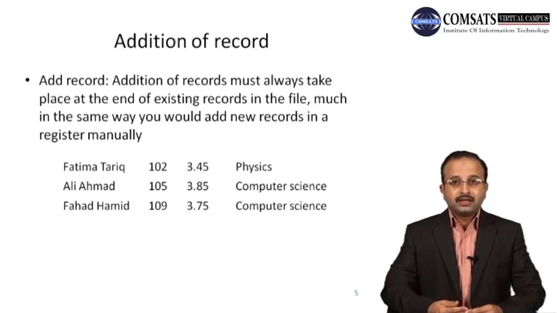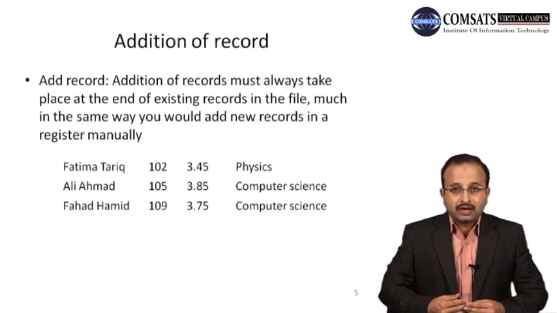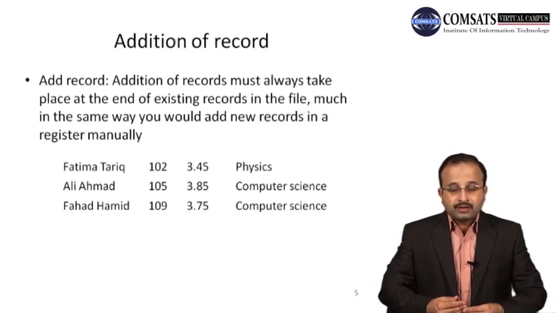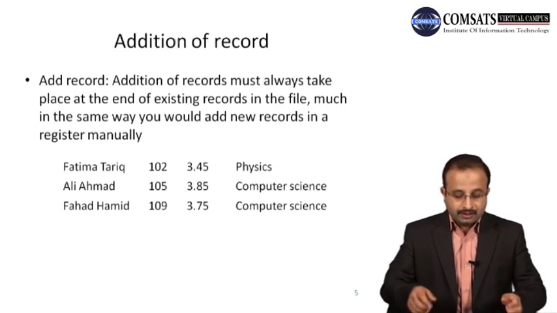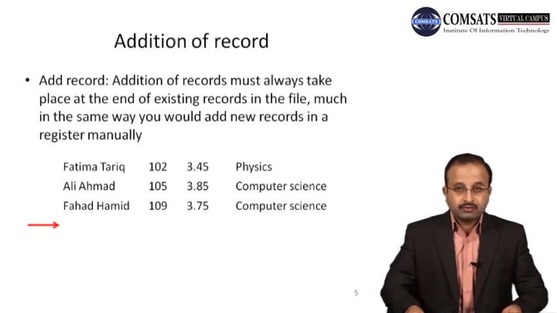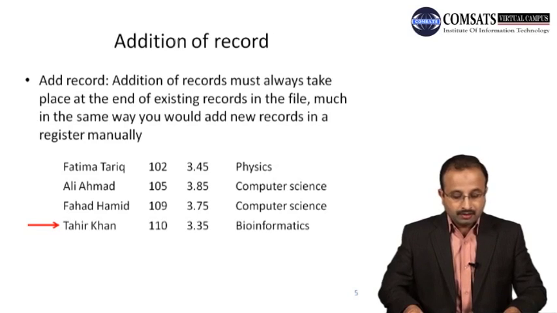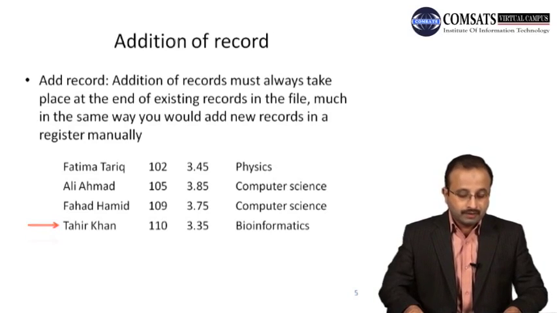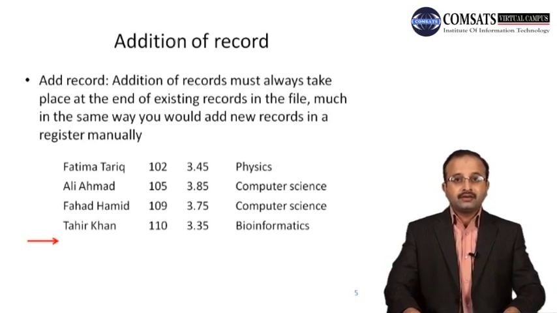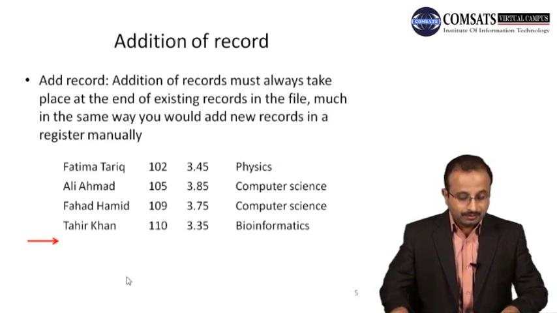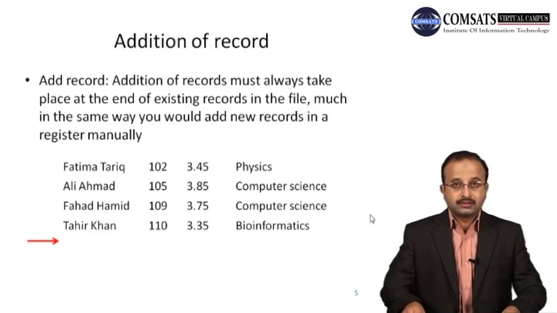So when you open the file in RB+ mode or R+ mode, the file pointer points to the first character of the file. Then when you want to add the record, you have to move the file pointer to the end of the file and then you add the record. And after adding the record you move the file pointer again to the end of the file, and that is the end of the file, right? And now this file contains 4 records.